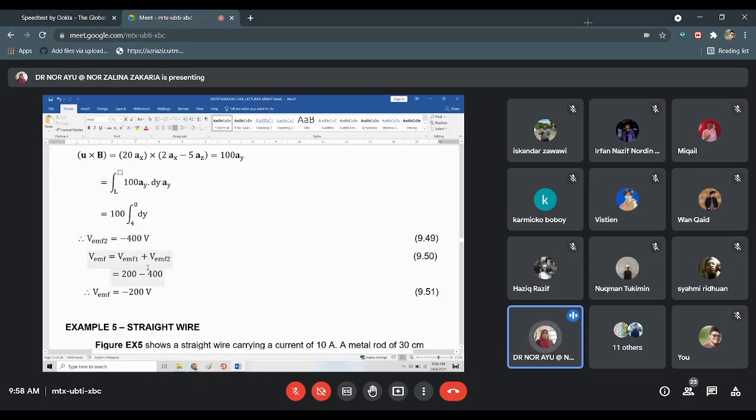And then you need to find the total. Kamu just cari dia total dia. So you will get the final answer is negative 200 volt.